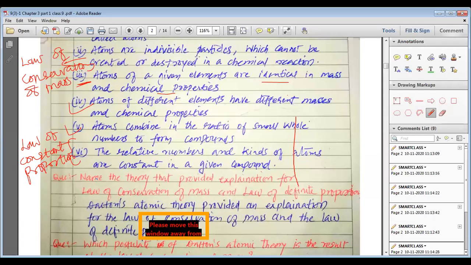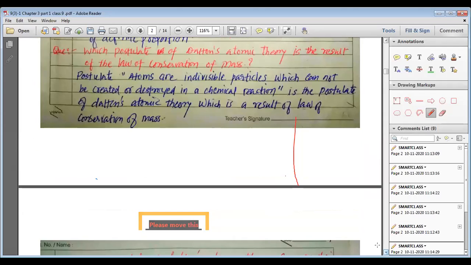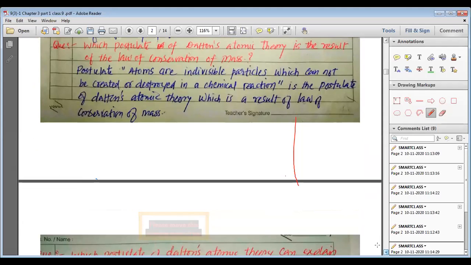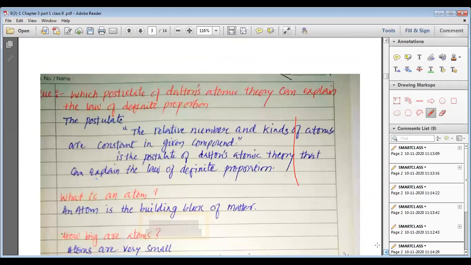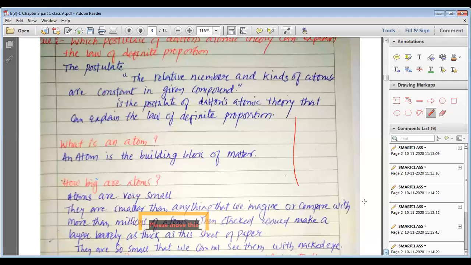This law of conservation of mass says that mass can never be produced or destroyed in a chemical reaction. And the law of constant proportion says that when a compound is formed, this compound has a certain or a fixed ratio of the elements, either by the mass or by the number of atoms. Then, my dear students, we have studied about the atom. So we have seen that atoms are the building blocks of matter.